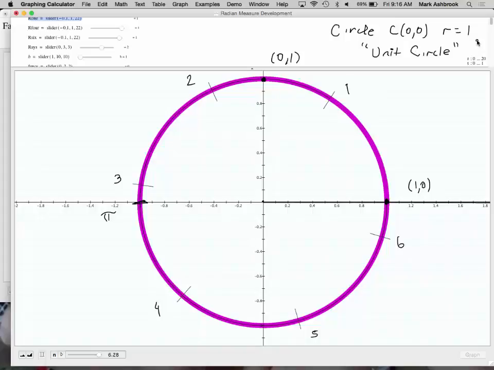So is the unit circle a specific circle? It has a given radius and a given center. So is it a specific circle? Is it one circle? Seems like it, but we're actually going to conceive of this, or think about this, as every possible circle in the universe.